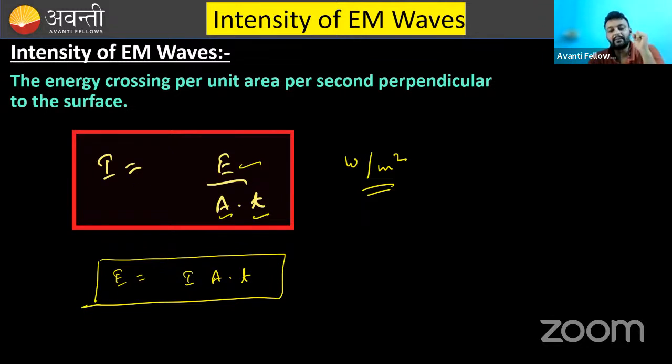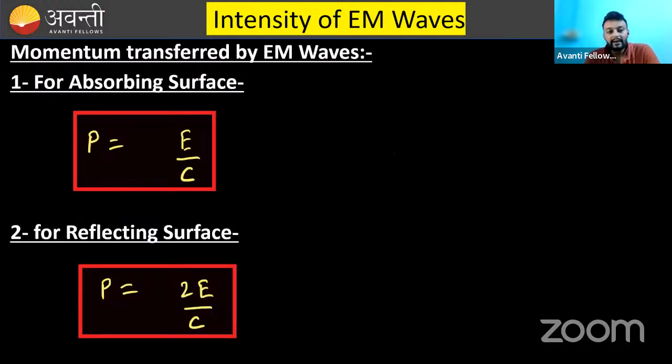If some energy is coming, then there is a possibility that some momentum is also transferred by the EM waves. So the momentum that is being transferred by the EM waves for a surface, for example, this is a surface. This is again an important question that I am telling you right now. Surface may be of two types.